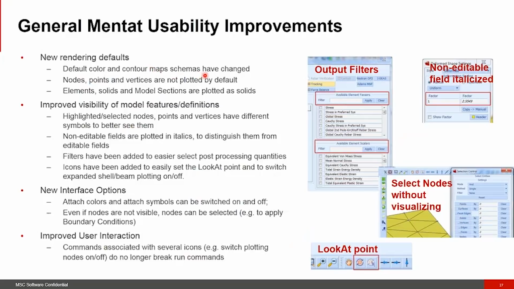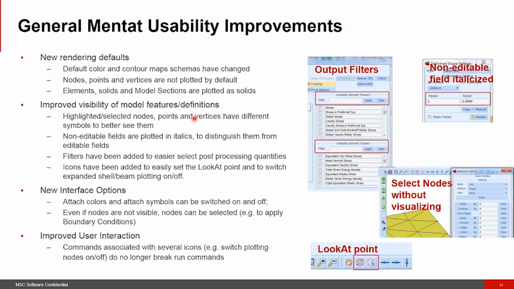We did the new rendering defaults. As Farnaz mentioned in the beginning, the default color and contour map schemas have changed to make them more consistent with what's standard today, and also just make them generally more easily visible. Nodes, points, and vertices are not plotted by default. Model sizes are so big that you don't want a cloud of points, so we're not going to plot them by default. Elements, solids, and model sections are also plotted as solids, and this is something that we find our users generally prefer.